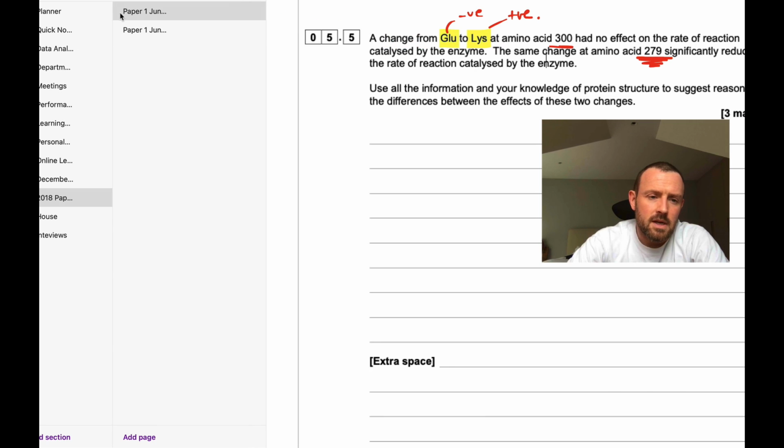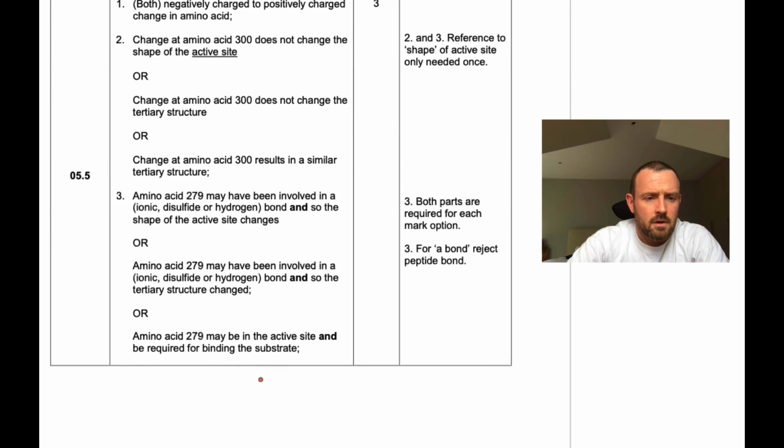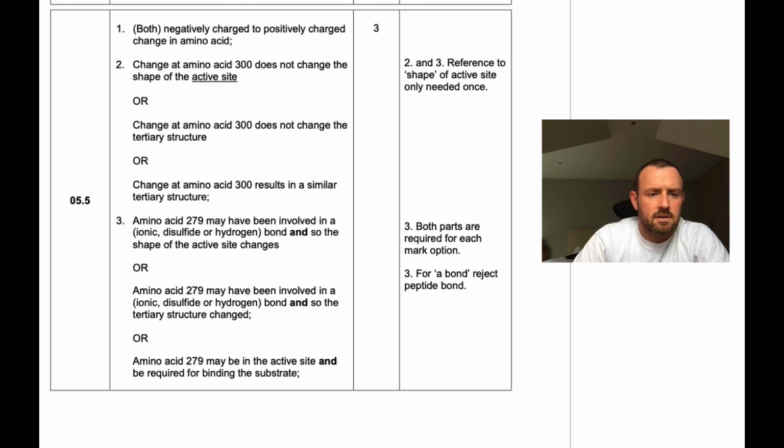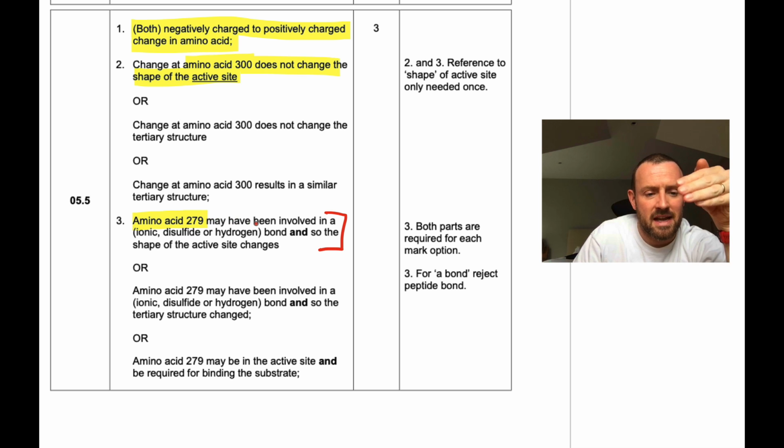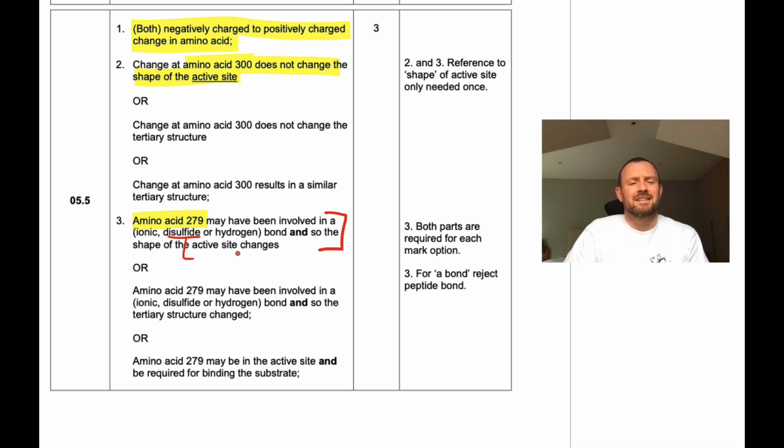Let's check the mark scheme and see the exact terminology that you need to use. Okay, so the first mark, as predicted, is talking about this negatively charged to a positively charged change in the amino acid. The fact that amino acid 300 does not change the shape of the active site, whereas if we change amino acid 279, it probably does change the active site. But you do need to talk about the type of bonds that may change the active site. So for amino acid 279, this swap from positive to negative may affect an ionic bond or a hydrogen bond or a disulfide bond. And so the shape of the active site changes. I actually don't think it would really affect a disulfide bond because that's only if you have the amino acid cysteine. Cysteine not involved, so I don't really see why it would affect a disulfide bond, but never mind.